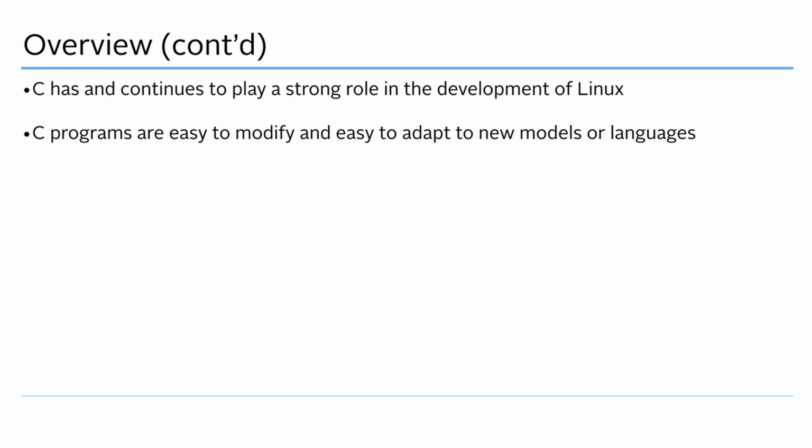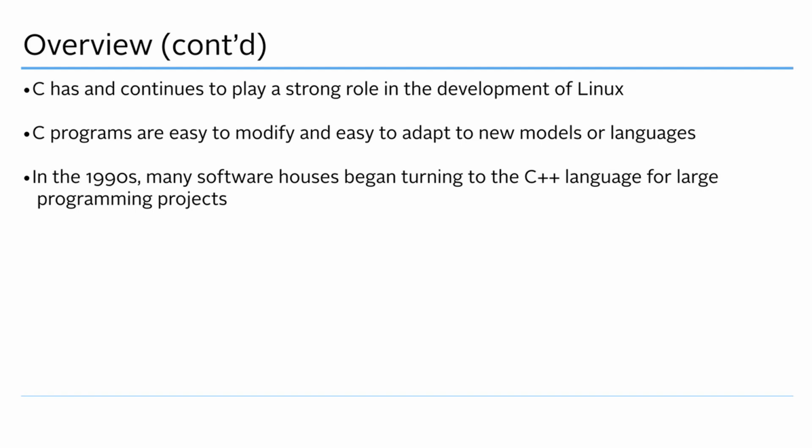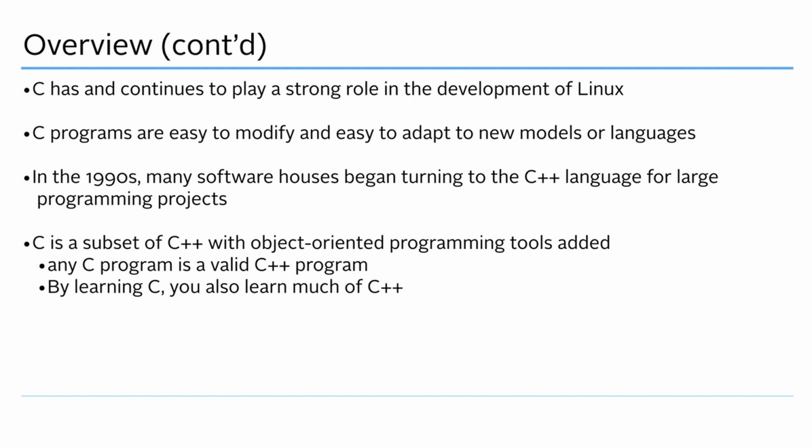Another benefit. In the 1990s, many software houses began turning to the C++ language for large programming projects. Now, you may ask yourself, well, why does that matter? We're learning C, not C++. Well, the reason that matters is because C is a subset of C++. C is organized around functions, module design. C++ is organized in terms of objects.